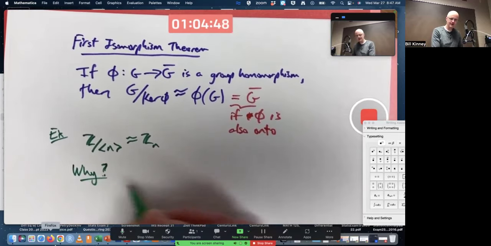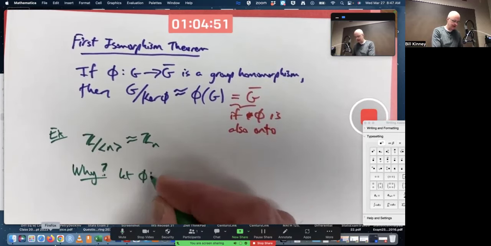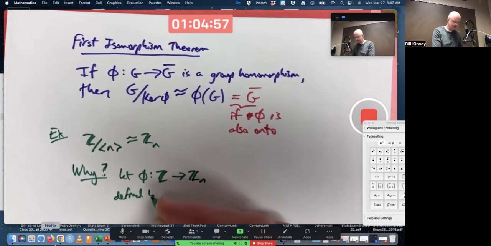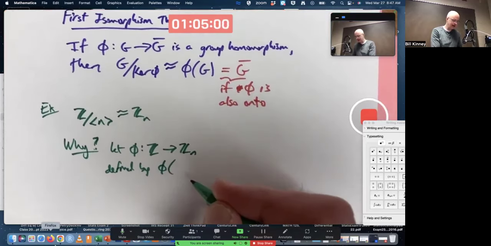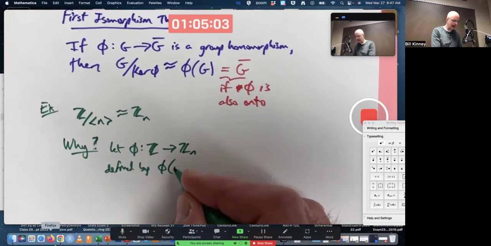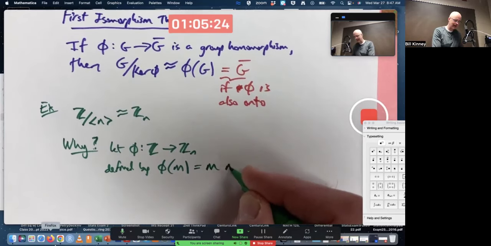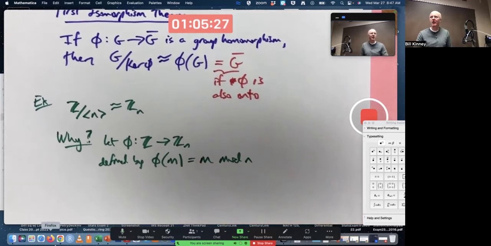Let phi be a function from Z to Zn defined by mapping an arbitrary number m to what? To something in Zn. How can I guarantee that if I take an arbitrary integer m, I'm going to get something in Zn? Mod by n? Yeah, that's what you do. M mod n. We've actually talked about this kind of thing before. That's the natural thing to do.